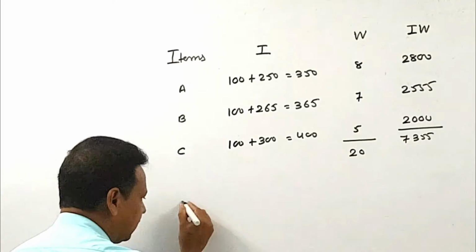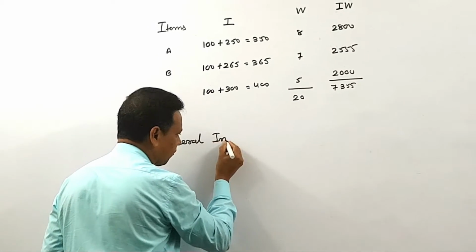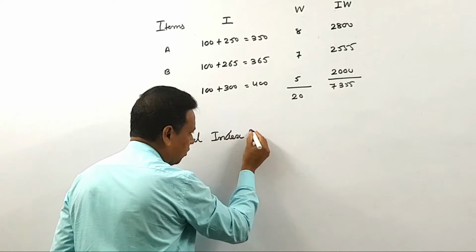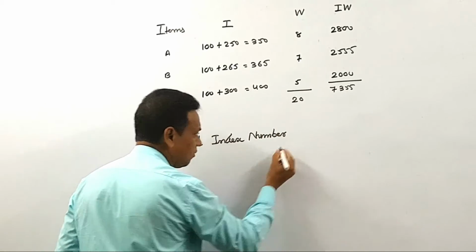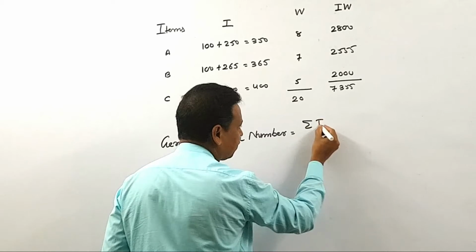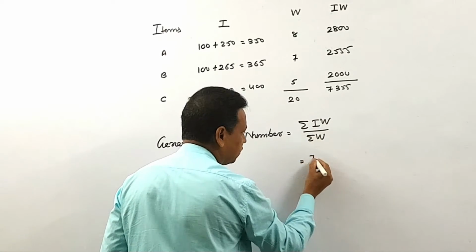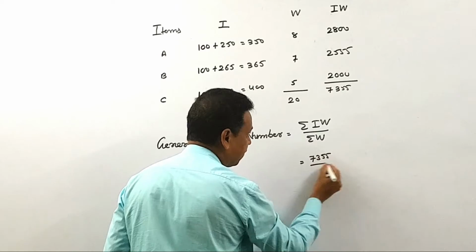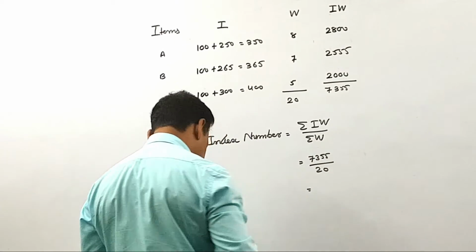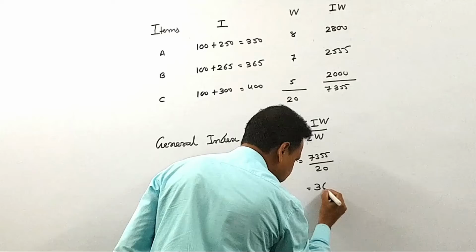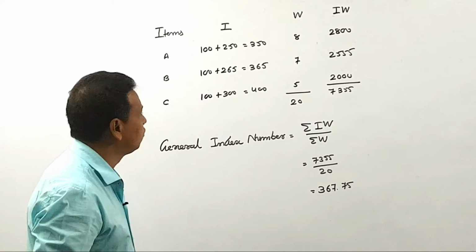So now write it over here. General index number is equal to sum of I W divided by sum of W. 7355 divided by 20. By using our calculator, we are able to get it. Our answer is 367.75. And now we have to write our answer.